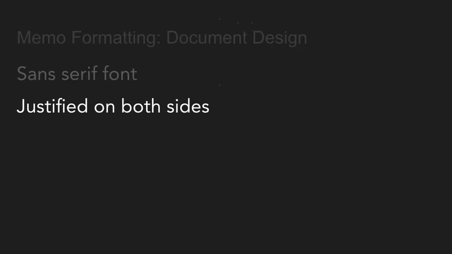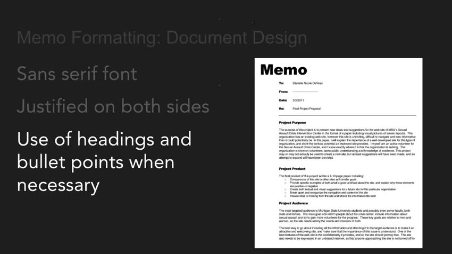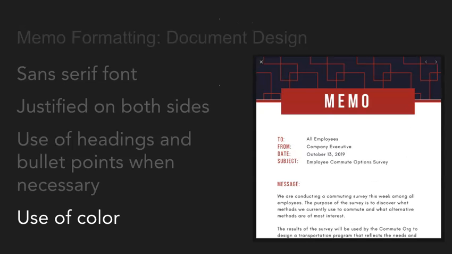Document design is a big part of your rubric for this assignment. Please use a sans serif font. Justify your text on both sides. That depends on the company itself, but I'm going to treat our class like a company and say that I prefer justified text on both sides. Use headings, use bullet points, make it scannable. I already mentioned that. And as an option, you can use color to help with scannability.